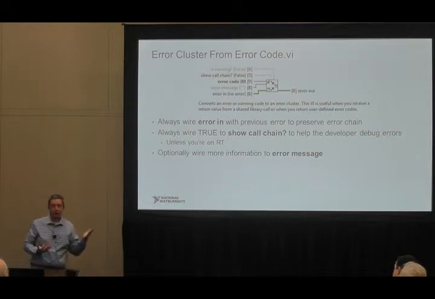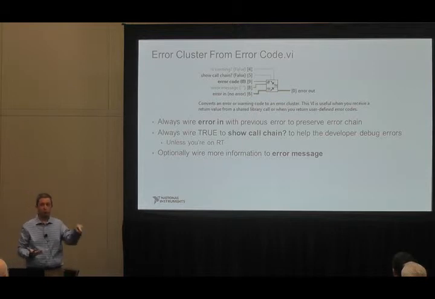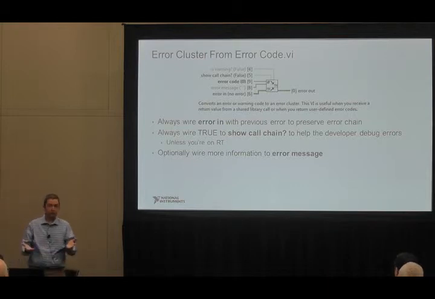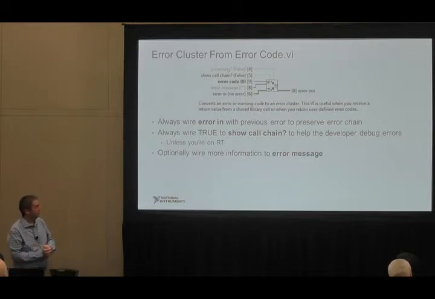I tell people to always wire true to the call chain. It's very useful when debugging something to be able to know what point within the call chain of all the VIs the error occurred. Steven suggested that I point out that if you're on RT, adding the call chain can introduce jitter, so that's one reason you may want to turn that off. But most of the time, adding the call chain makes sense.